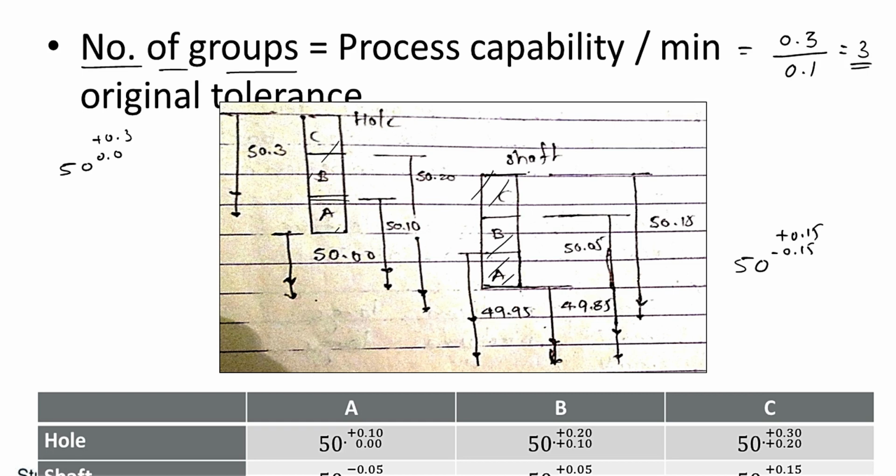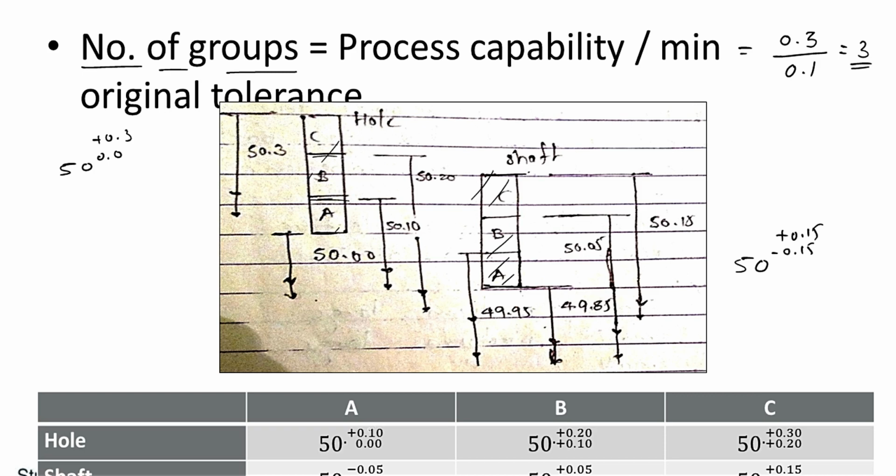So for 50.0 to 50.3 we have to make the 3 groups. You have to make equal groups by dividing the size into equal divisions. That means the first group will be 50 to 50.1, the second will be 50.1 to 50.2, and the third is 50.2 to 50.3.